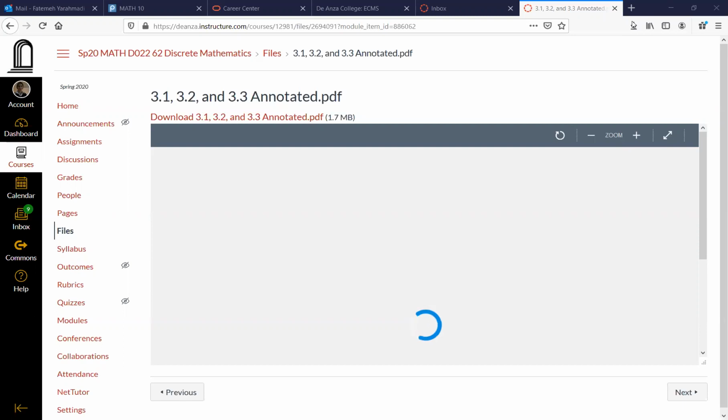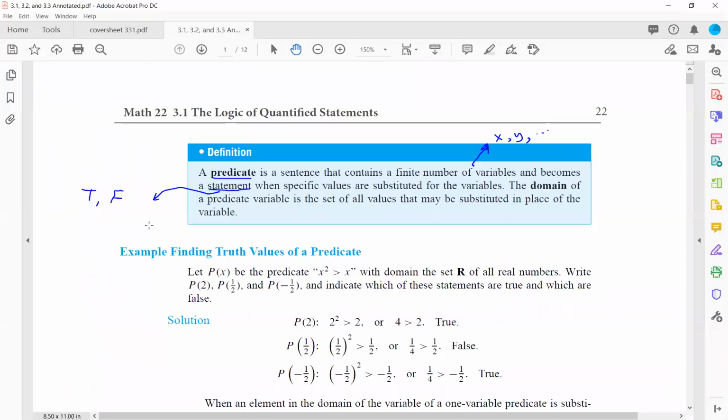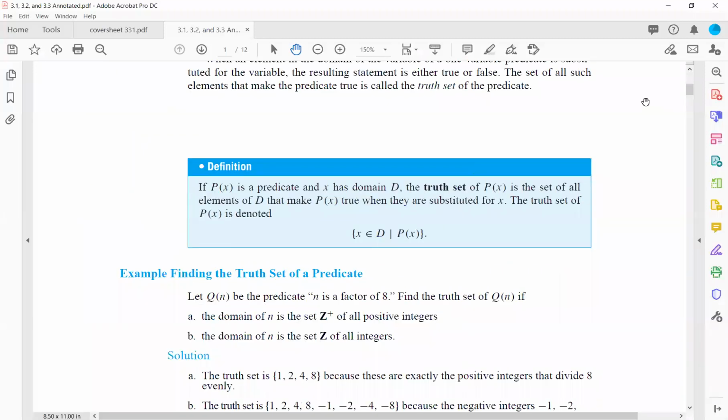Then we define something that we call the domain of a predicate, which is the set of all values that may be substituted in the place of a variable.